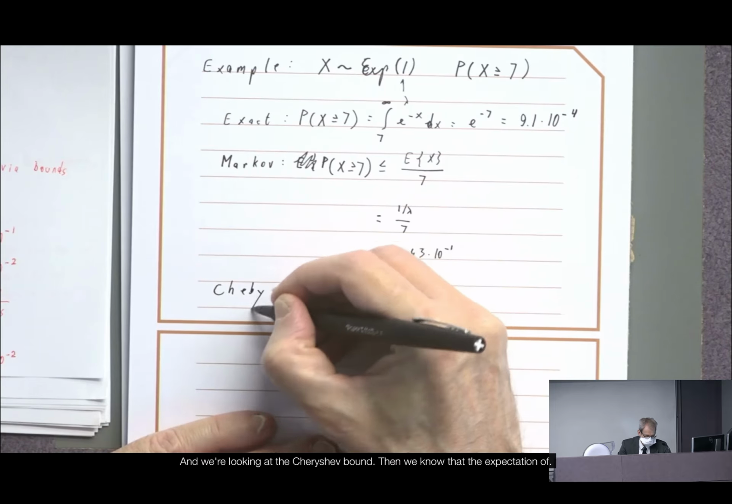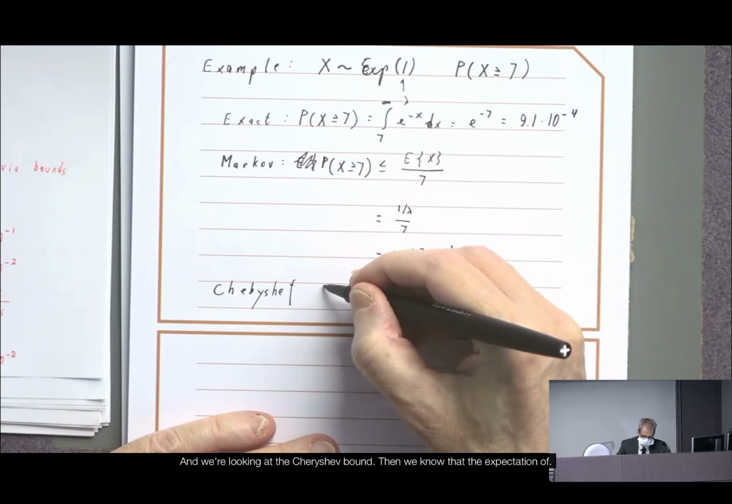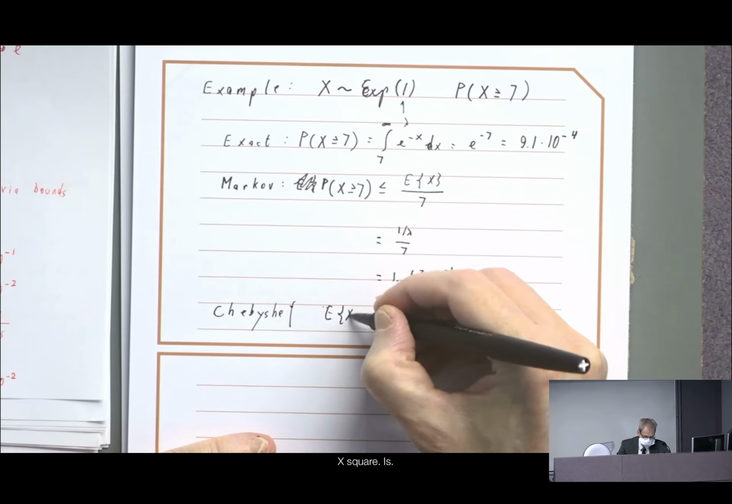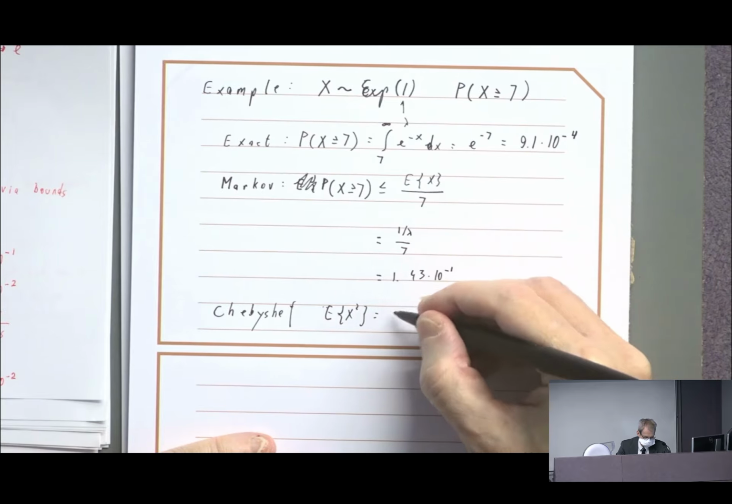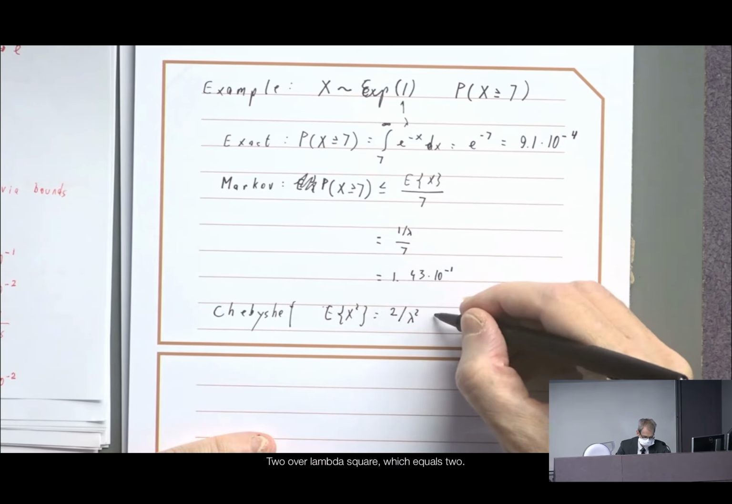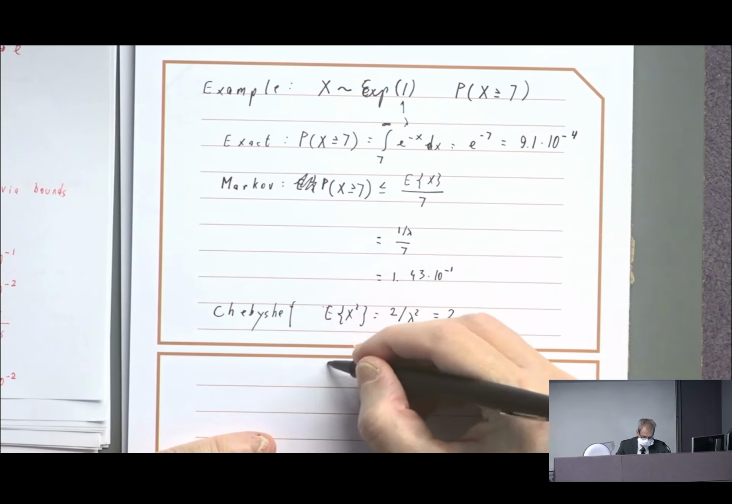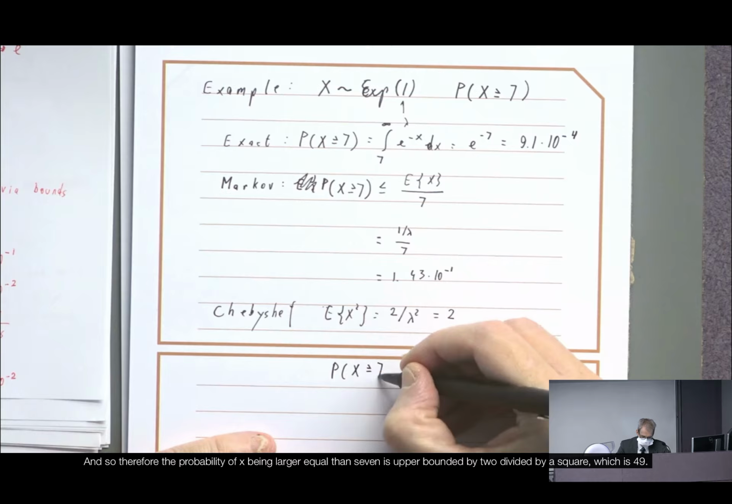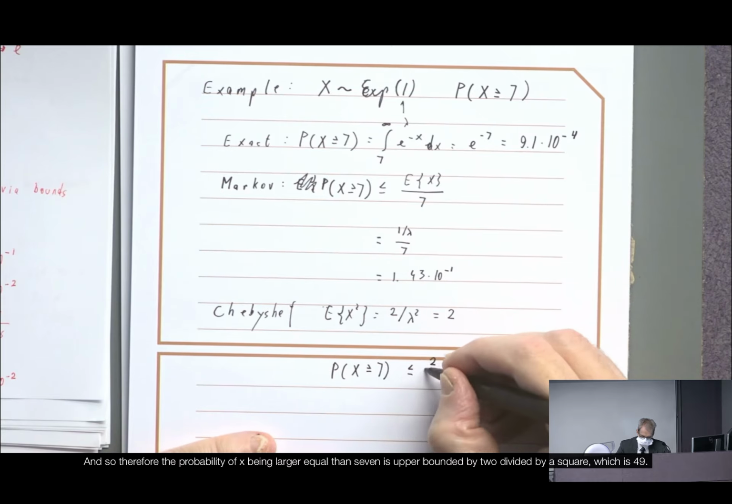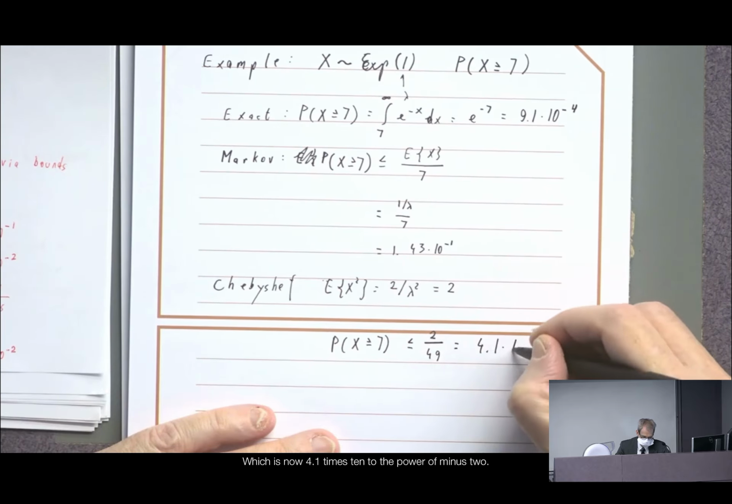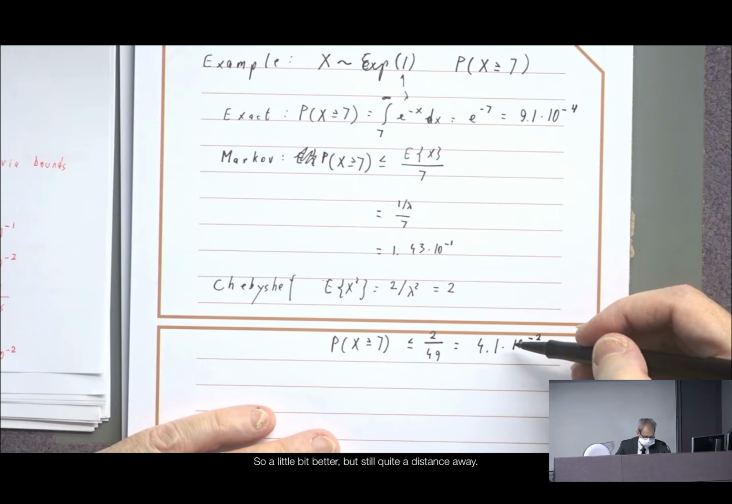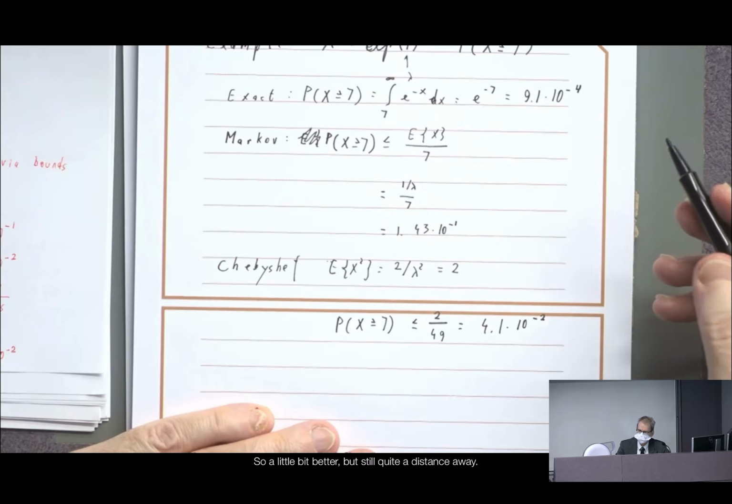When we're looking at the Chebyshev bound, we know that the expectation of x squared is 2 over lambda squared, which equals 2. And so the probability of x being larger or equal than 7 is upper bounded by 2 divided by a squared, which is 49, which is now 4.1 times 10 to the power of minus 2. So a little bit better, but still quite a distance away.